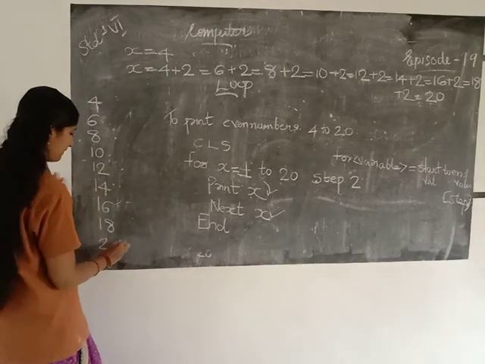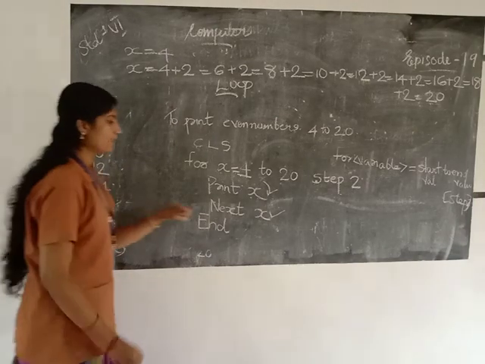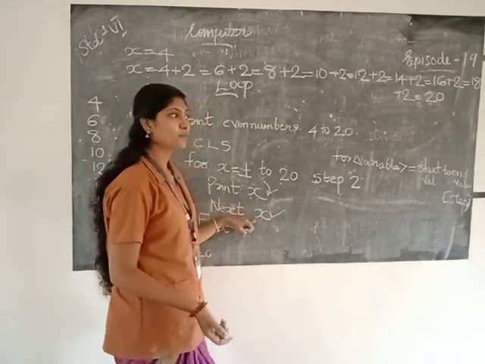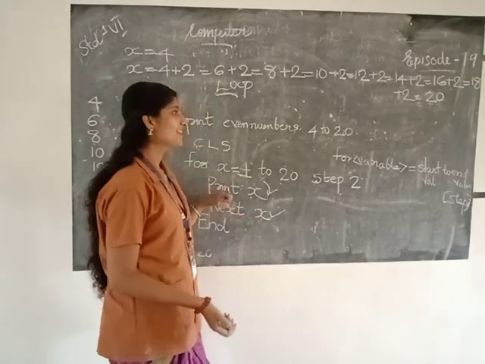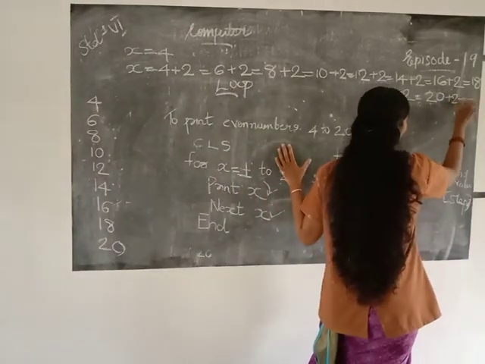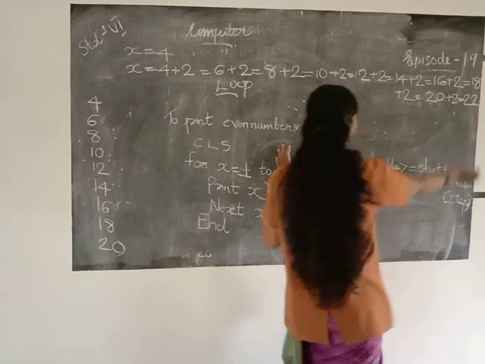So 20. Then next x means 20 incremented by 2. 20 incremented by 2 means 20 plus 2. 20 plus 2 is equal to 22.